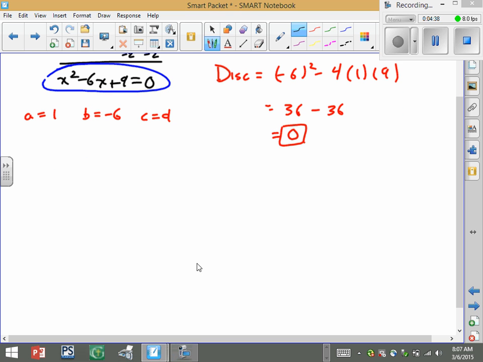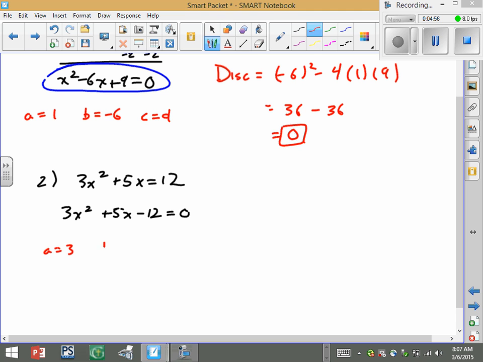So let's take a look at number 2 on your sheet, back on page 24. Number 2: 3x squared plus 5x equals 12. Okay, so let's get this into standard form: 3x squared plus 5x minus 12 equals 0. So here we go.